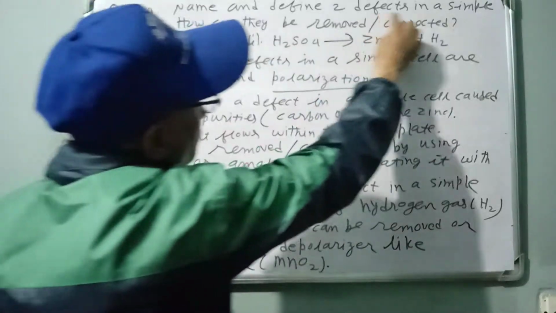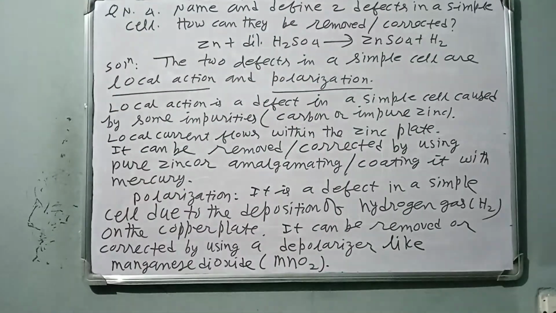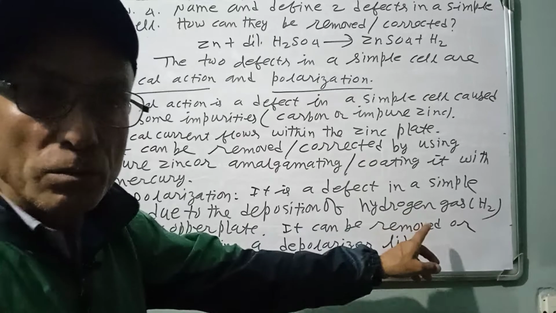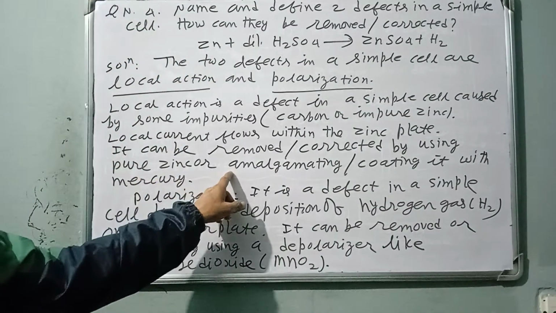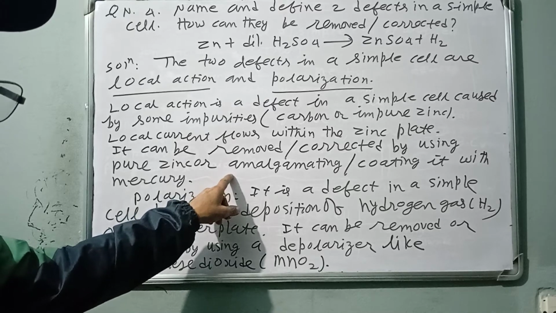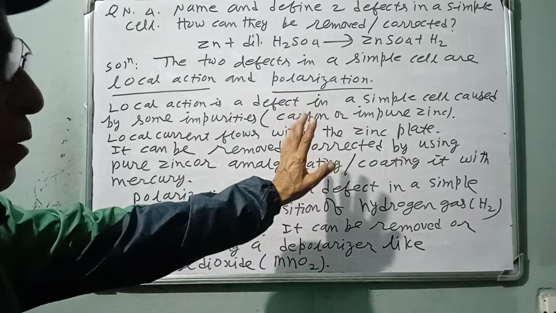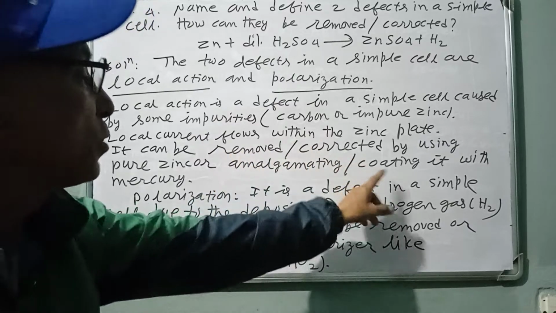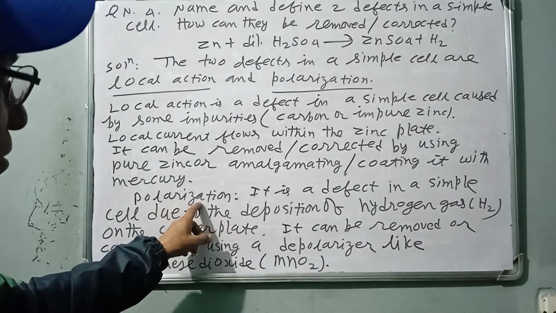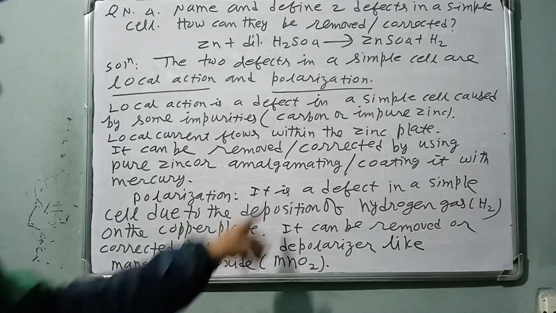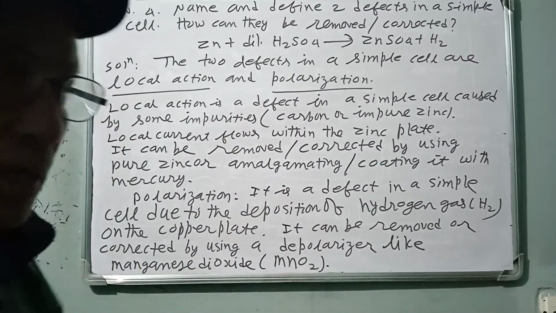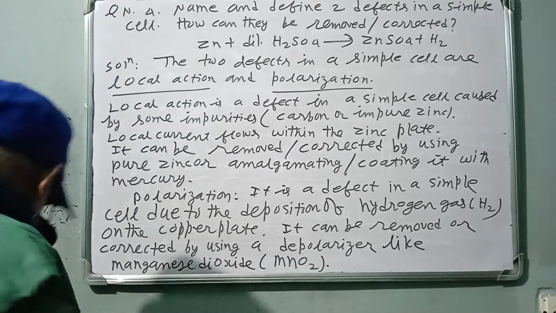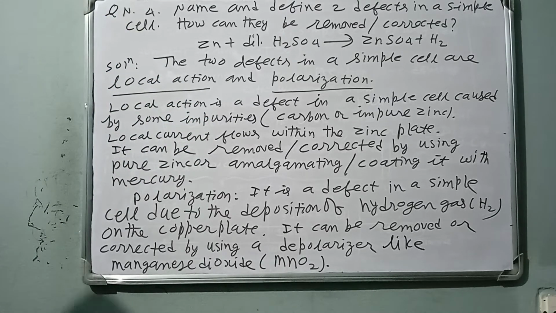In a simple cell, there are two defects, but in a dry cell, the two defects are removed. How removed? If zinc is not pure, use pure zinc. The polarization defect is removed in a dry cell by using a depolarizer like manganese dioxide. Two defects: polarization and local action.